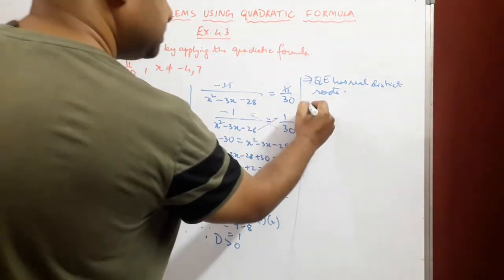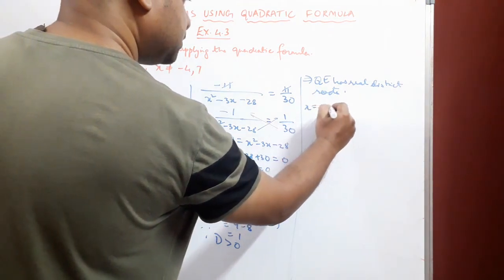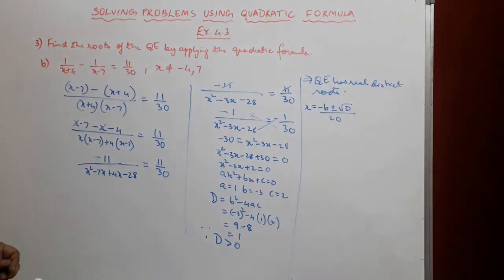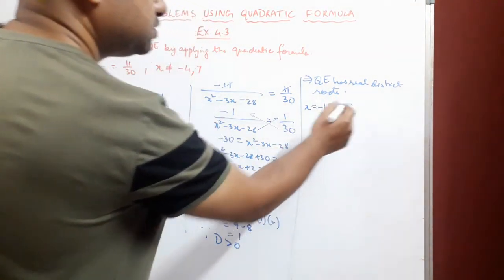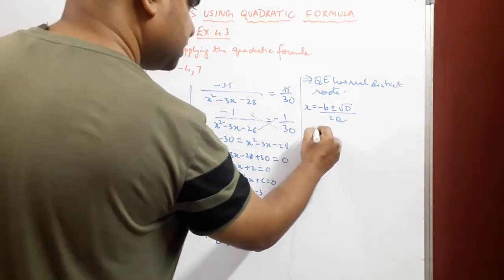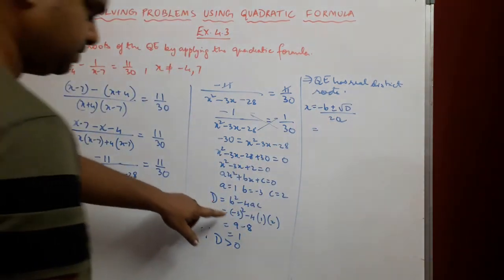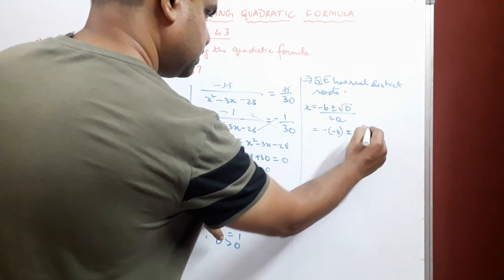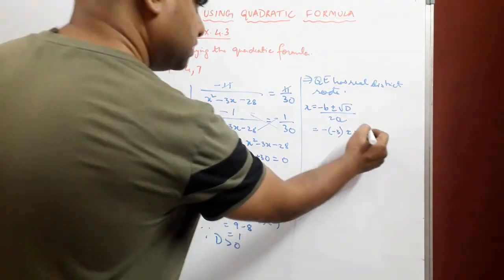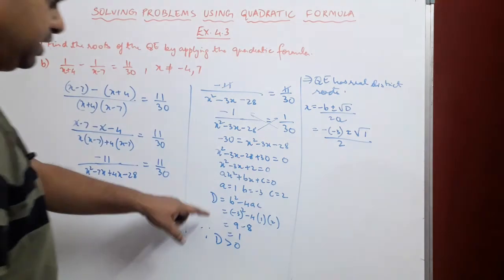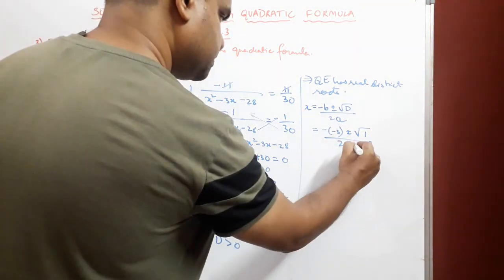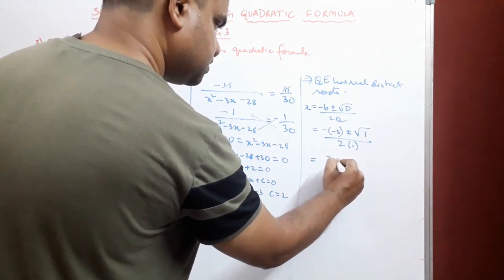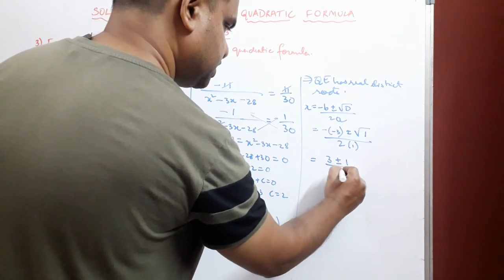Now we apply the quadratic formula to get the roots, and this is the formula: x equal to minus b plus or minus square root of discriminant upon 2a. Minus b. So b is, see over here, equal to minus 3. So minus of minus 3 plus or minus square root of D. D is 1. 2a, a is also 1. This will be minus of minus 3 will give us positive 3, plus or minus square root of 1 is 1 whole thing upon 2.